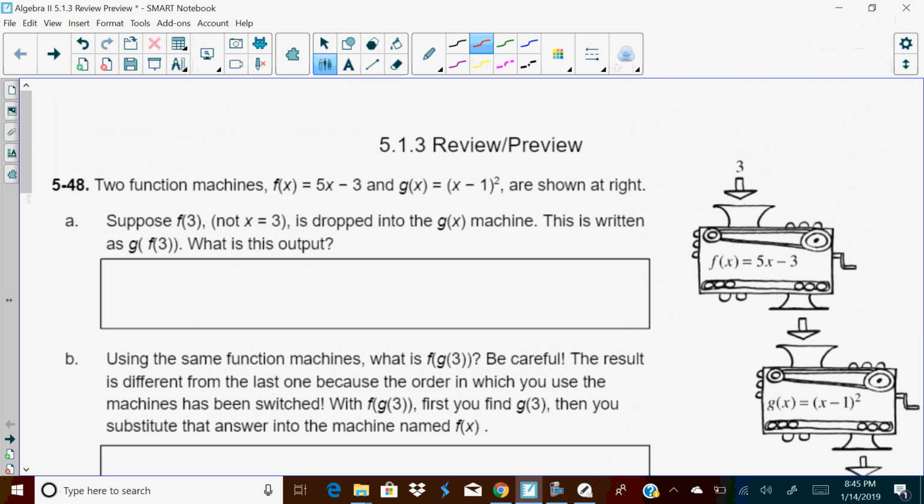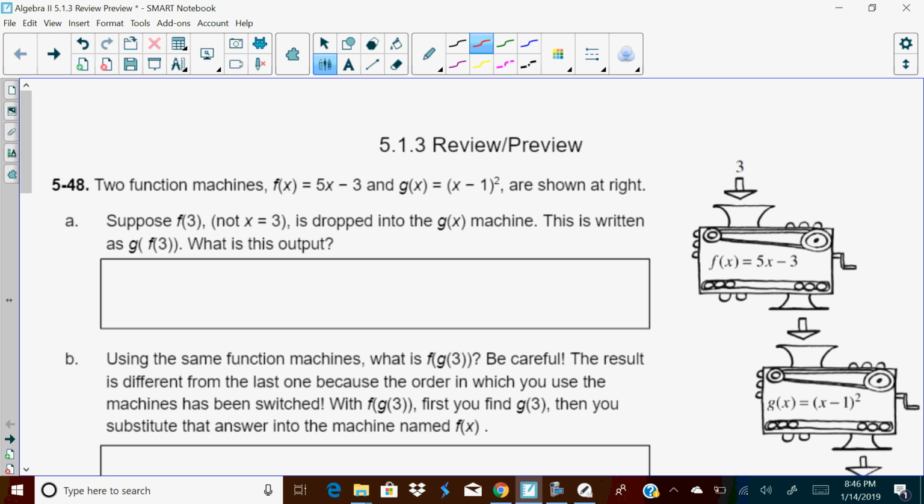Answers to the 513 review preview. Problem 548 says two function machines, f of x equals 5x minus 3 and g of x equals (x minus 1) squared are shown at right. Suppose f of 3, not x equals 3, is dropped into the g of x machine. This is written as g of f of 3.